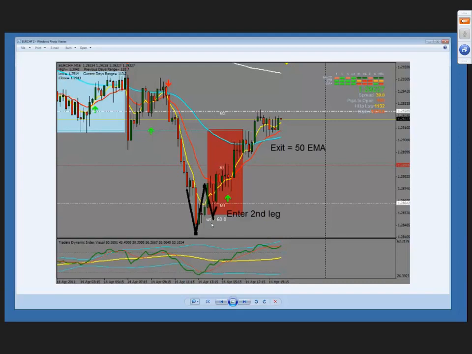Okay, and where's our take profit? For me, it's either 50 pips or just shy of the watermark. Let me show you another example.